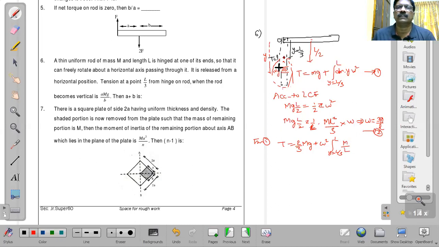Then the length of this element is dy. Now, for that length, what is the mass? M by L into dy, into y into y. Already omega square is taken outside. So therefore, this is equal to 2 capital M g by 3 plus omega square, we can write 3z by L whole square.